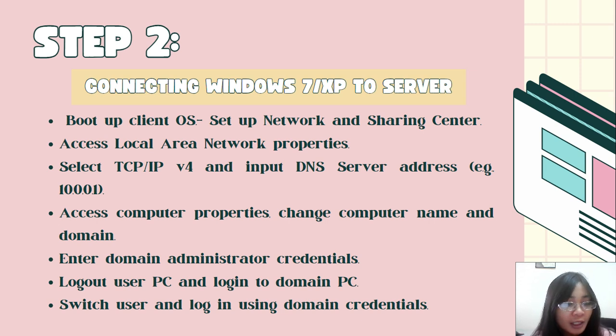Open the control panel on the client computer and navigate to network and internet, and then click on network and sharing center. And then, access local area network properties. In this network and sharing center, find and click on the change adapter settings option in the left-hand sidebar. Next is select TCP or IPv4 and input DNS server address. Right-click on the local area connection and choose properties.